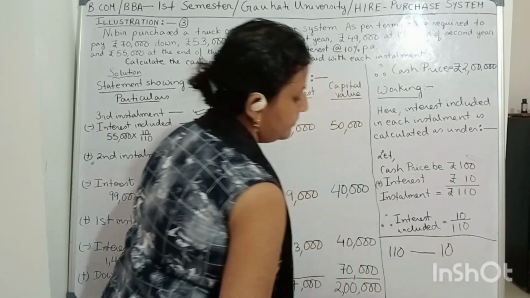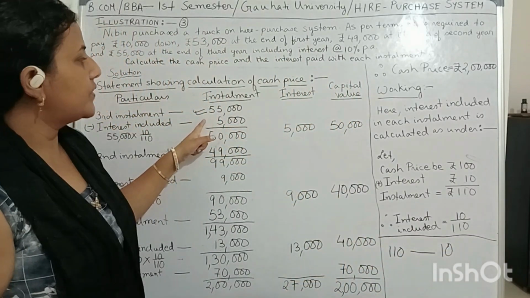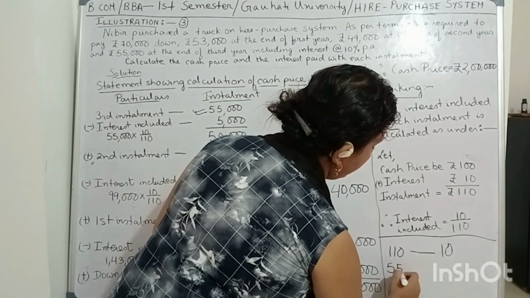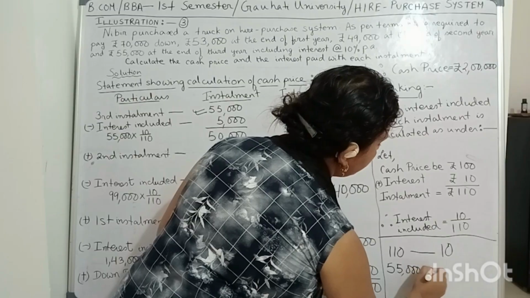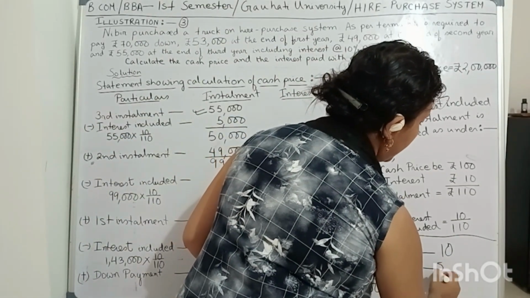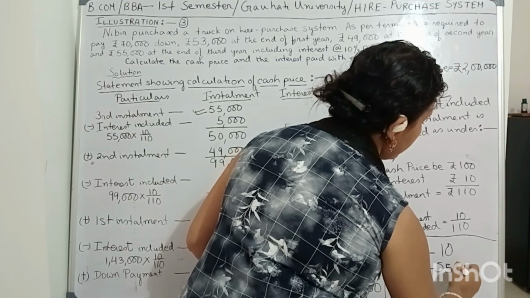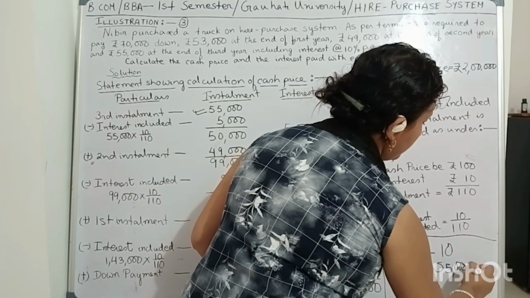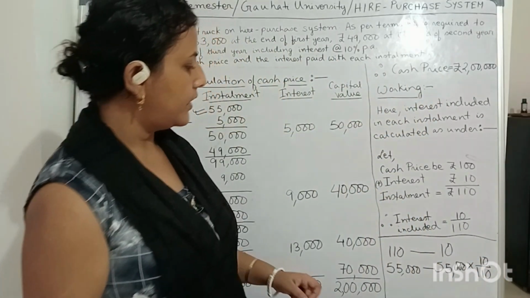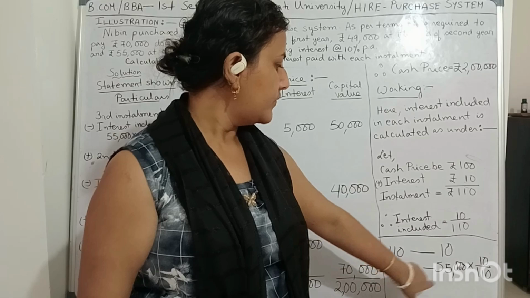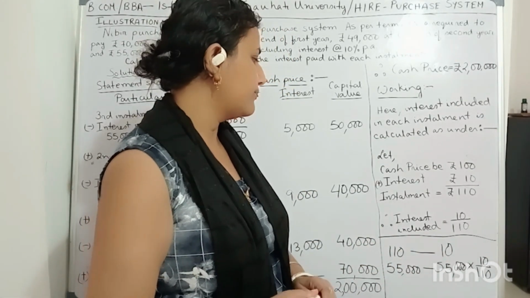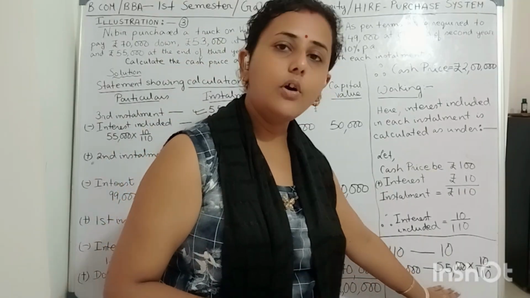Okay, it is 10. So when the installment value is rupees 55,000, what will be the interest value? You see, 55,000 into 10 divided by 110. Yes or no? So that will be the value of interest in the installment.